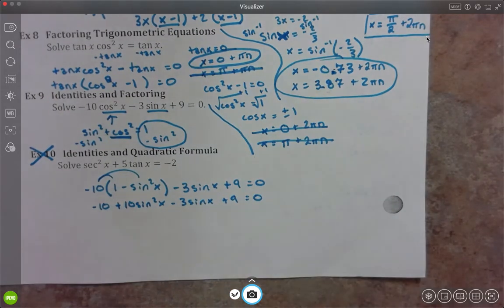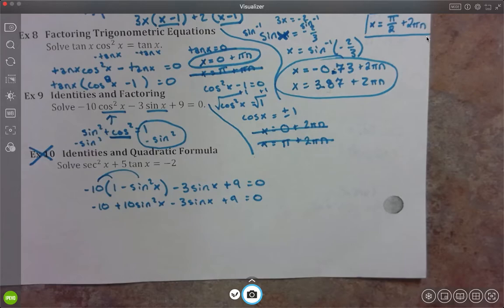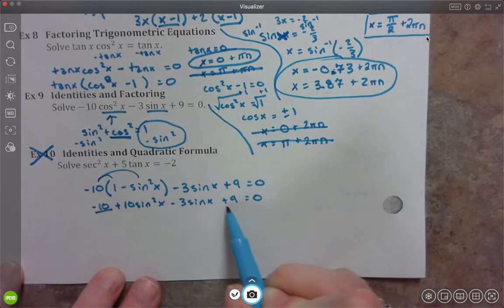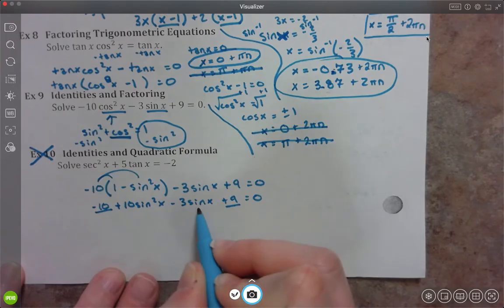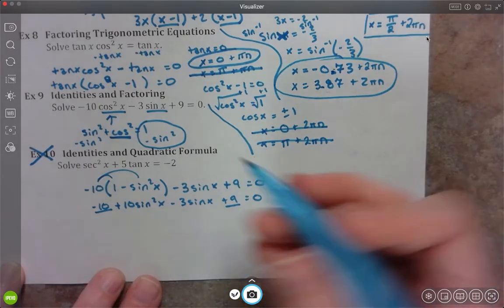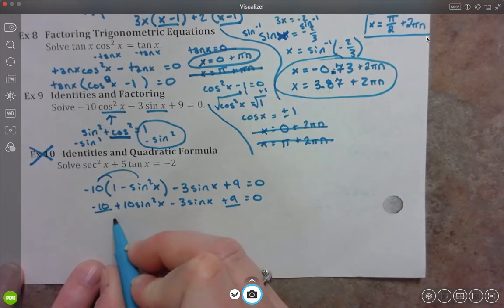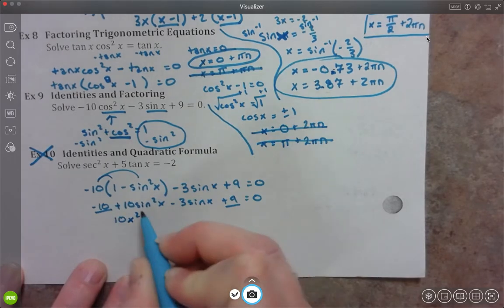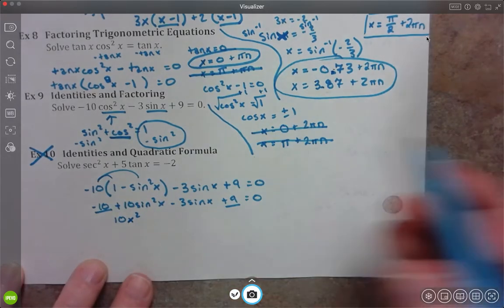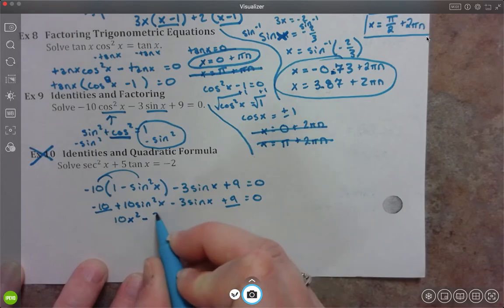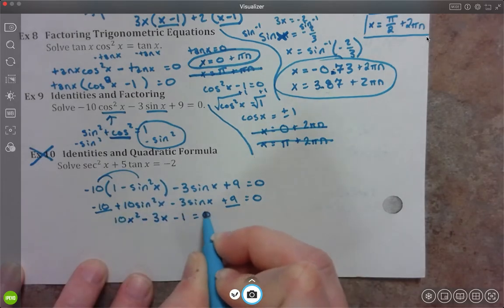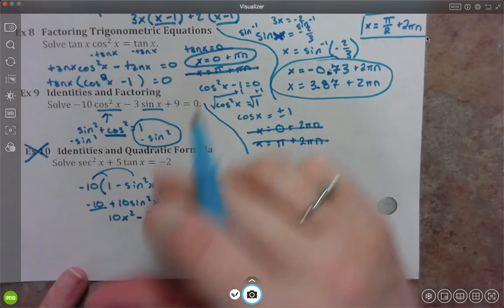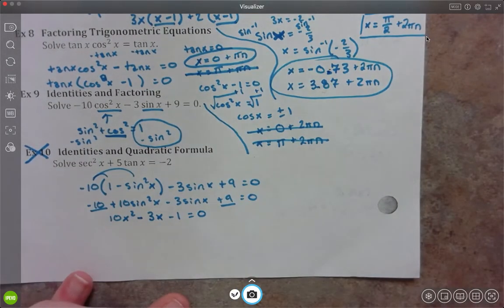Okay, so I'm just putting together stuff. I'm going to link the negative 10 and the 9 together. And then also at the same time, I'm going to switch these to x's because I'm going to have another trinomial. So this first one, I'll have 10x squared, really x being sine, minus 3x, and then negative 10 plus 9 is negative 1 equals 0. Okay, so now I'm kind of at the same spot I was in example 7.